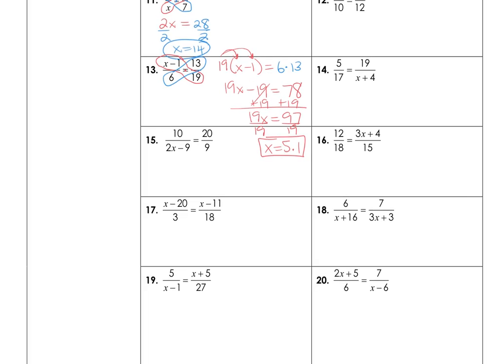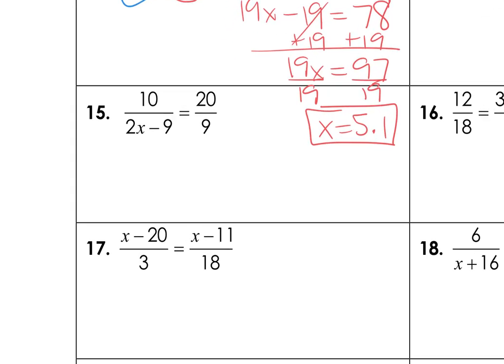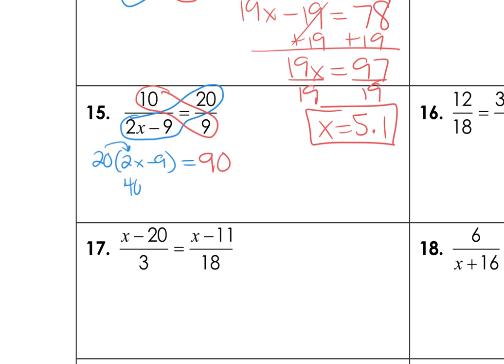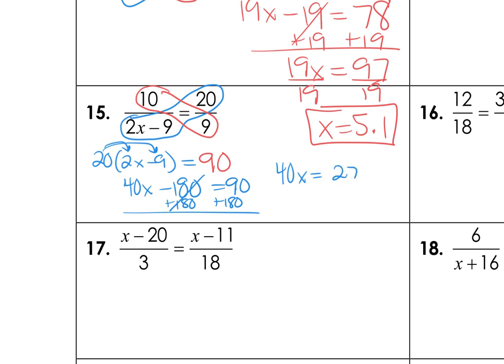So moving to number 15, once again, class, I'm going to start with that diagonal that has my x in it. So I'm going to do 20 times 2x minus 9. Again, I'm using parentheses. Is going to equal my other diagonal, 10 times 9, or 90. We'll distribute 20 times 2x gives me 40x. 20 times negative 9 gives me negative 180. We'll add 180 to both sides. So I'm going to get 40x equals 270.